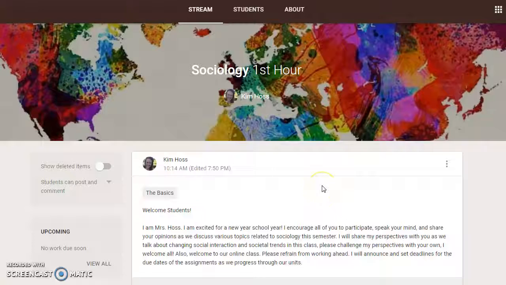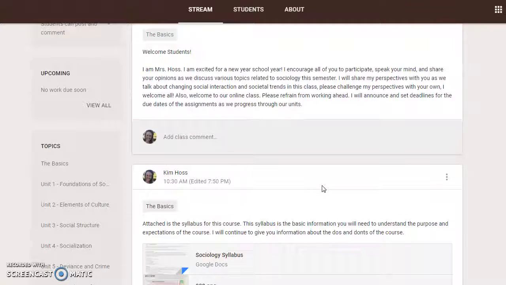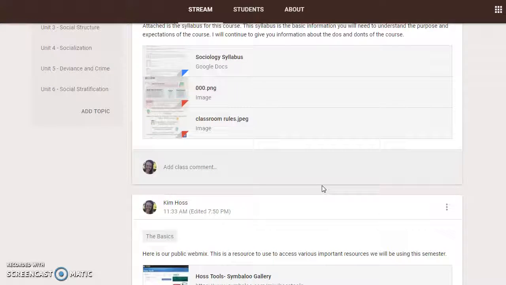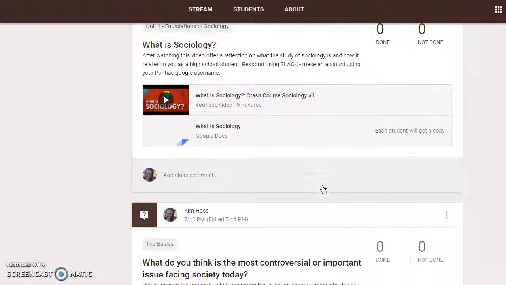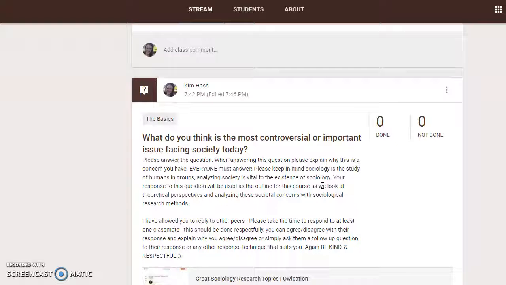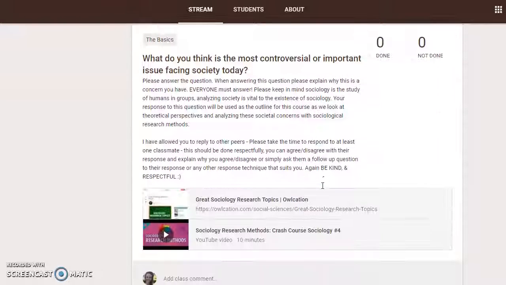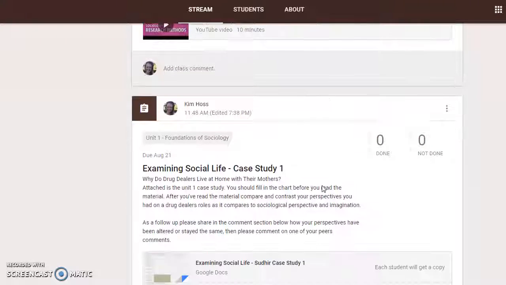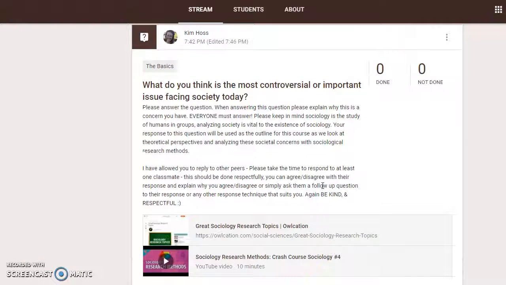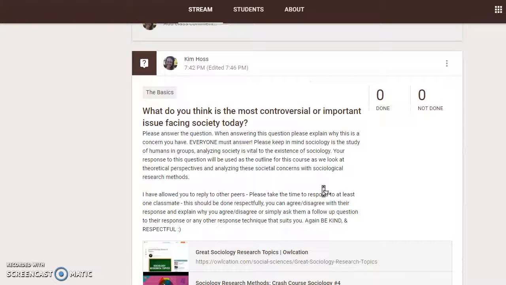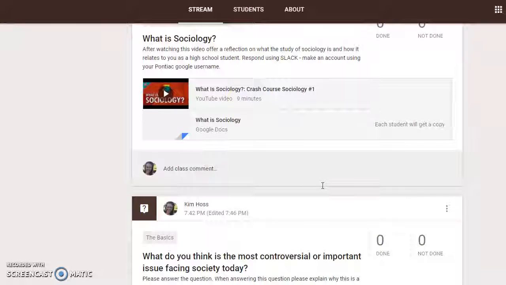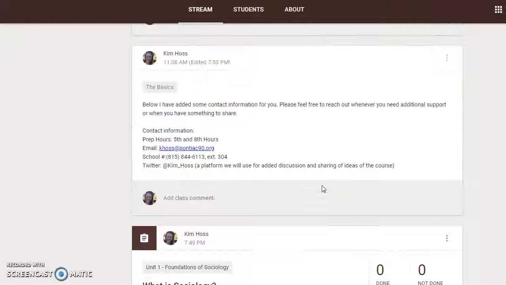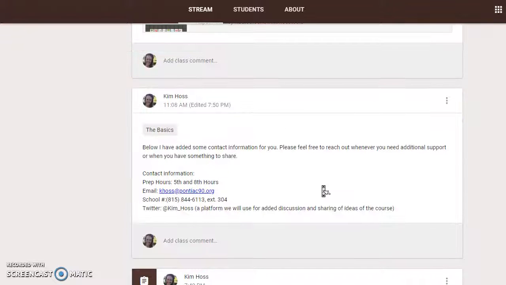Something new that I am trying out this coming semester is creating units based on students' societal concerns. So in a question that I've posed here, what do you think is the most controversial or important issue facing society today? The idea is for students to answer, and then I sift through those responses, and through student inquiry we focus on different theoretical perspectives in sociology, and then they will present in a way that they seem fitting for their group based on some of that information that they found.